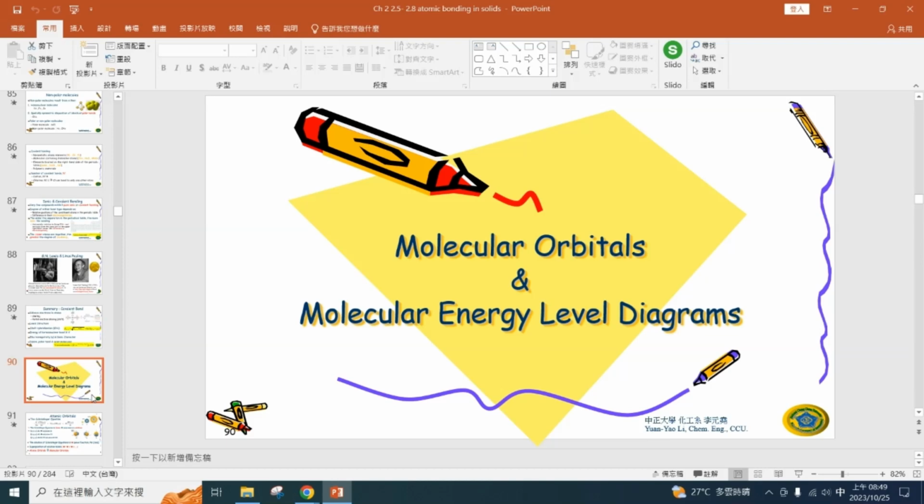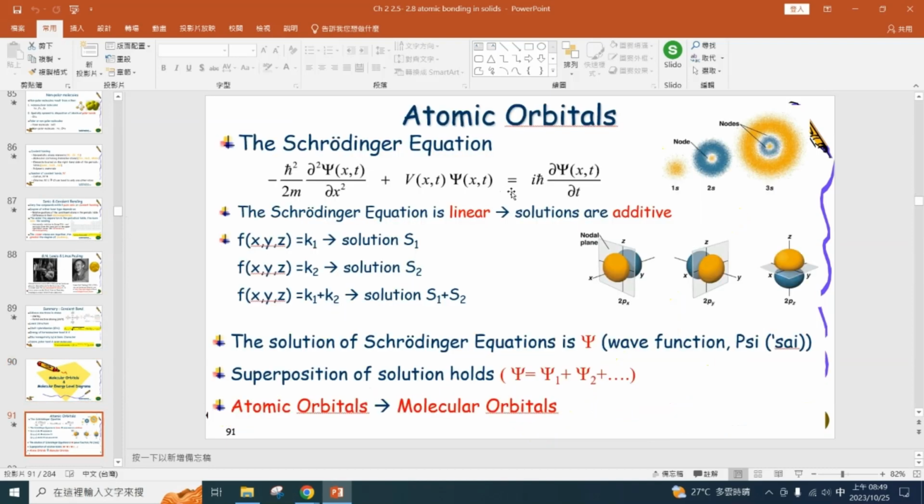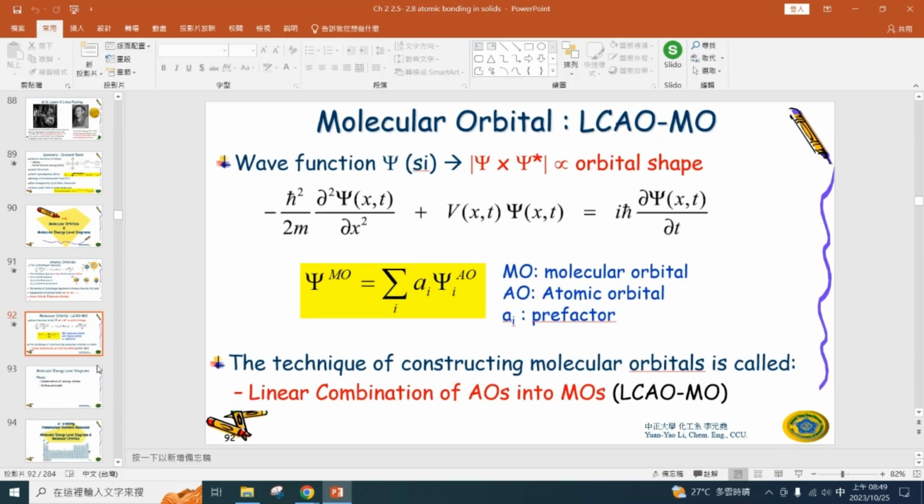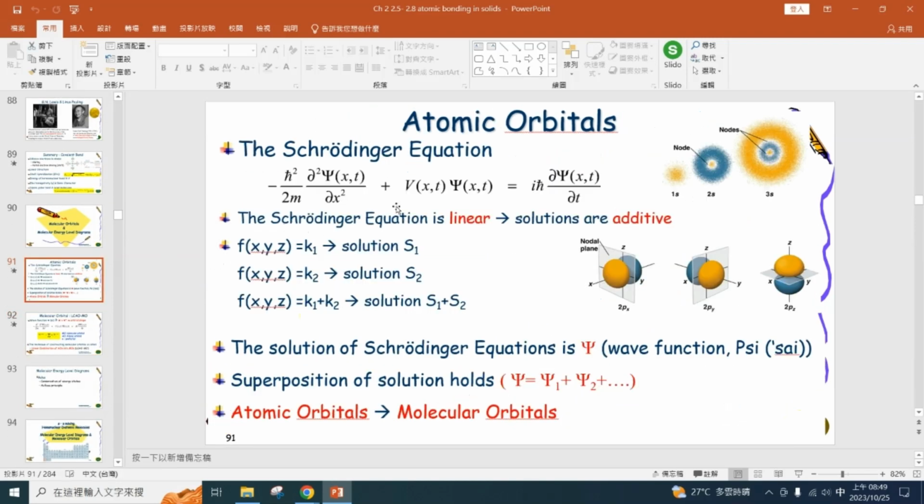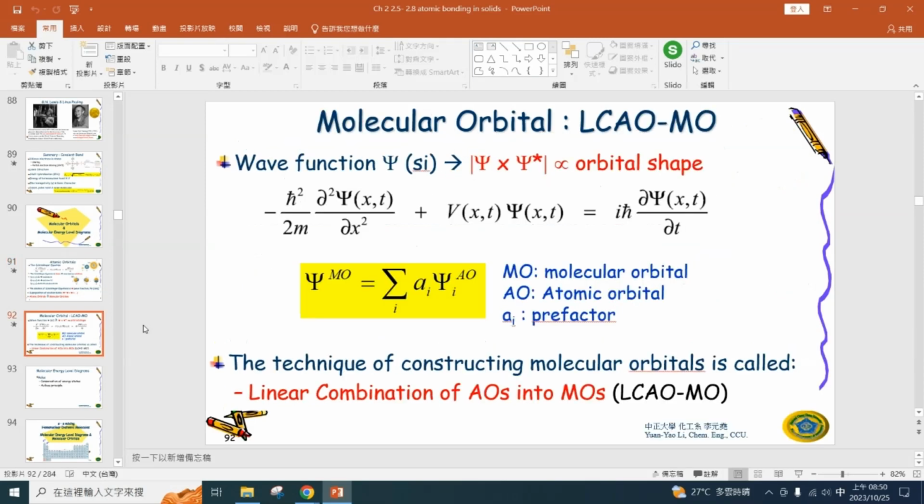And at the end of the lecture last Friday, we talked about if we have a molecule with 2 atoms together, we need to know what their molecular orbitals look like, and then we need to know the energy of this molecule. So that means it involves the atomic orbital Schrödinger equation, right? We know the Schrödinger equation is linear, so we can combine the atomic orbitals to become a molecular orbital. This theory is called LCAO-MO.